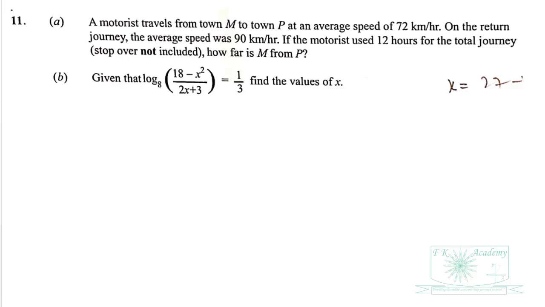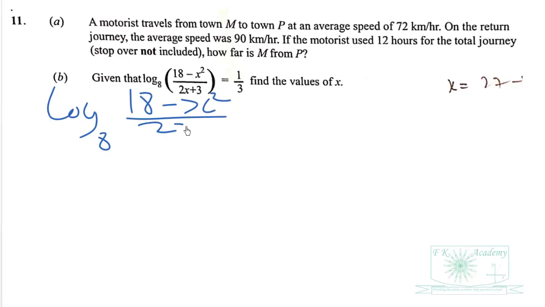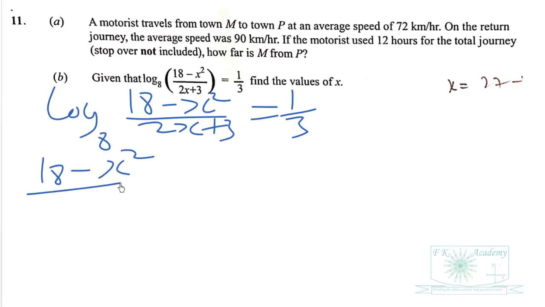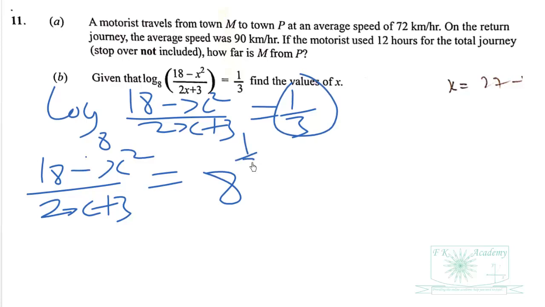Given that log to base 8 of (18 minus x squared) over (2x plus 3) is equal to 1 over 3. So we write it as an initial equation. So 18 minus x squared over 2x plus 3 will be equal to, the base will come and raise the number here, so 8 exponent 1 over 3, and you know that that one will give us 2. So we have 18 minus x squared over 2x plus 3 equal 2.